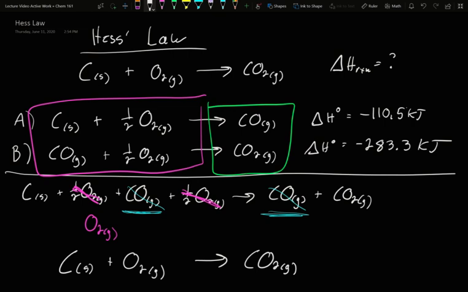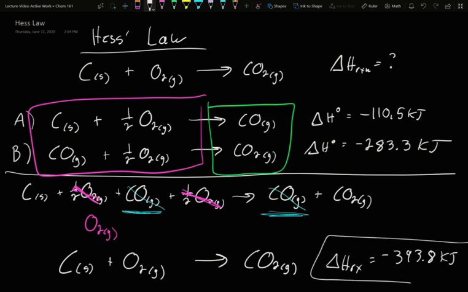Well, if you do the same combination with the energies, what you will get out is the combination of those energies, which will be the delta H for the reaction that we got out by combining the reactions. So negative 110 plus negative 283 is going to be negative 393.8 kilojoules. This is the delta H of reaction for our original, minus 393.8.